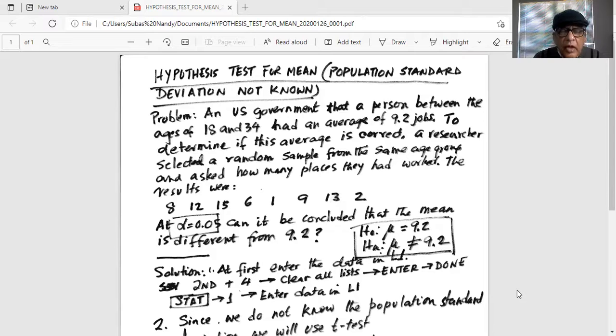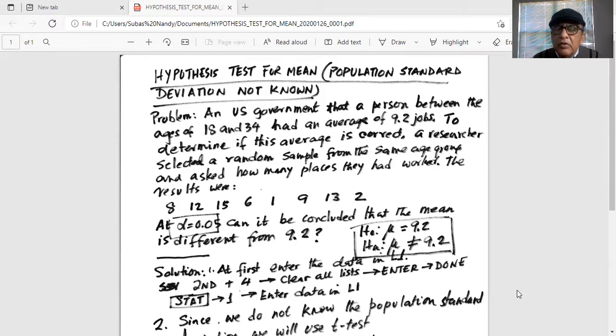Okay. So at alpha equal to 0.05, alpha is Greek small a. What does it stand for? It stands for level of significance, which is the maximum probability of rejecting H0 when it is true. So the maximum risk we are taking in making a wrong decision is 0.05 or 5%.